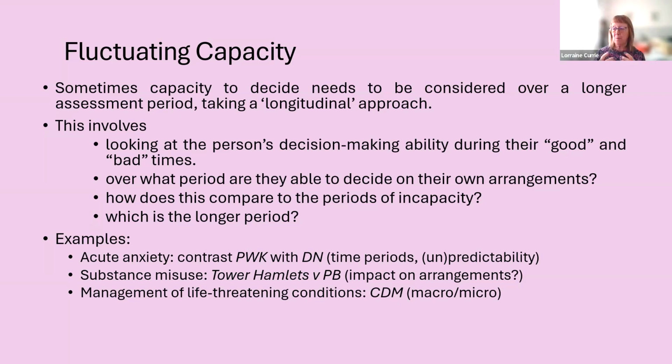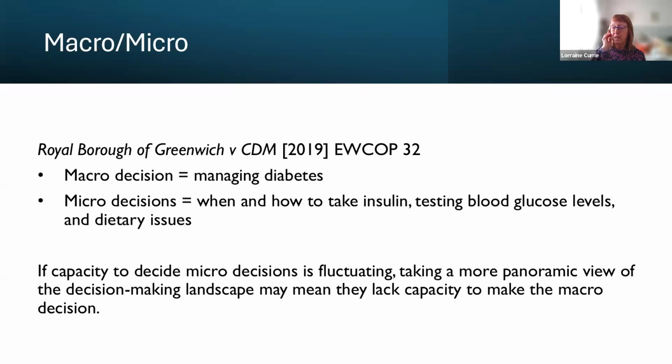Sometimes this can be due to acute anxiety, substance misuse, or those more life-threatening conditions. And you will find case examples there that look at all of those that we won't go into now, but you can look at after the session.